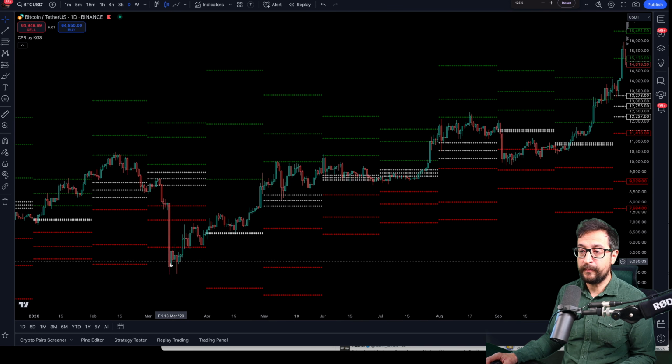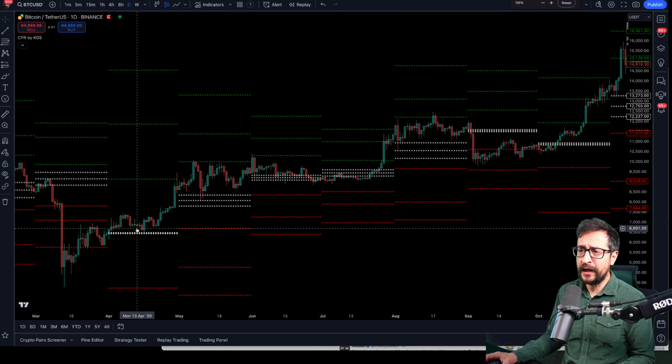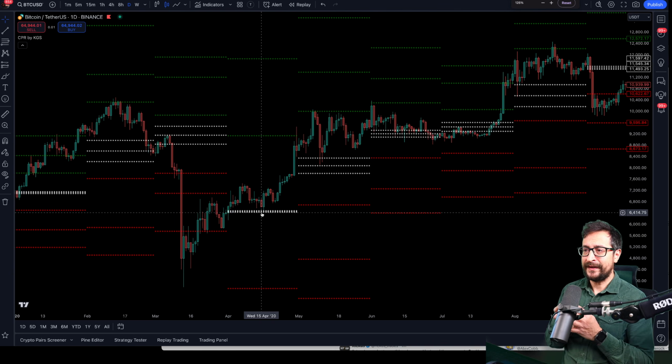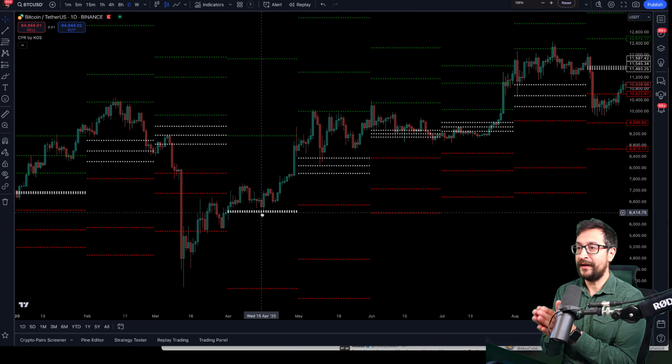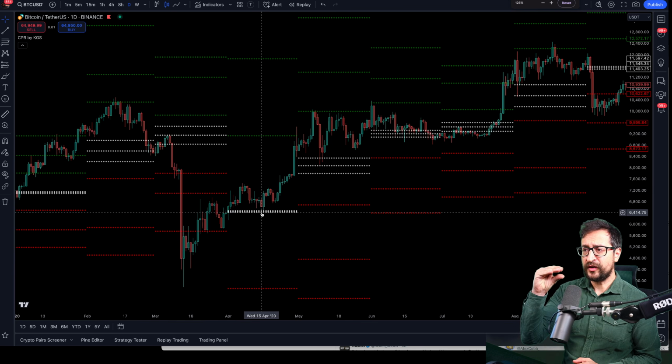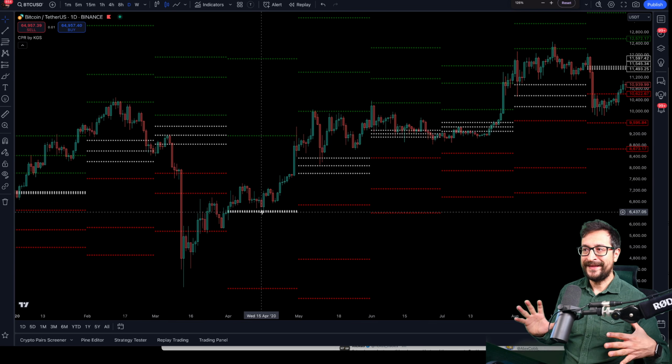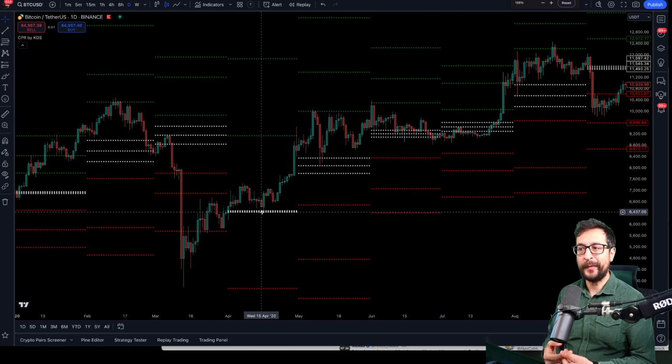At this point in time, we have the crash of COVID. This happened in March 2020. And we are going to start from roughly around here. And the first thing that you're going to notice is that the CPR pivots at that point in history are very constrained. It's very tight. And what this says is that there's going to be an impulsive move coming in the next months.